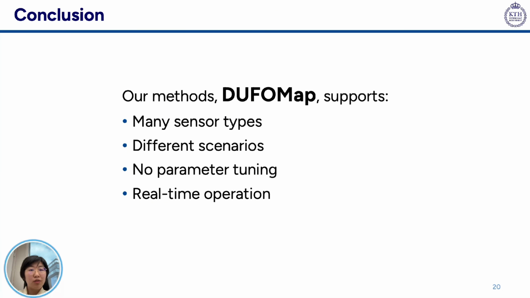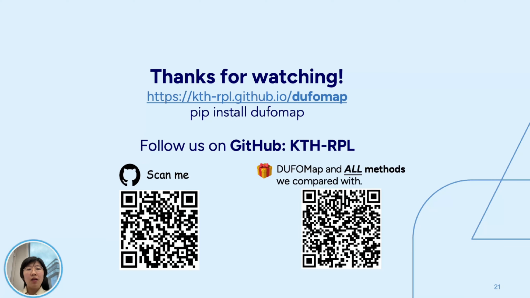So our method, DUFOMap, supports many sensor types, different scenarios, no parameter tuning, and real-time operation. Thanks for watching. Want to know more details? Check our paper, project page, and source code. We also provide the benchmark code for all methods we compare with in the paper.